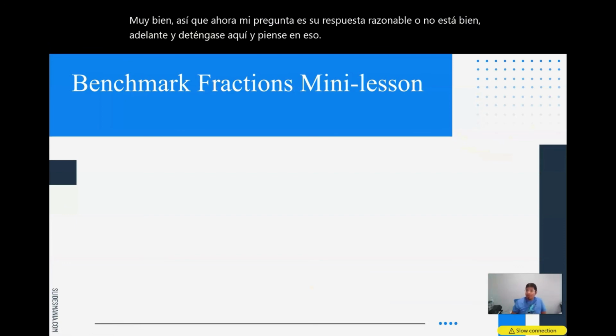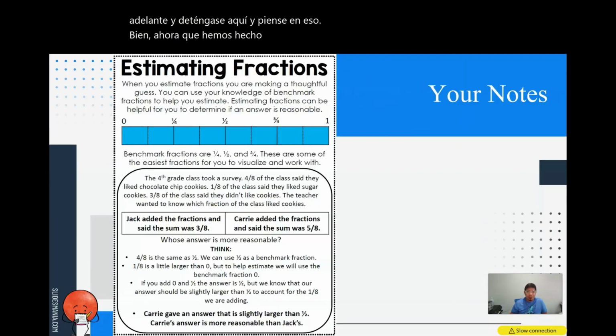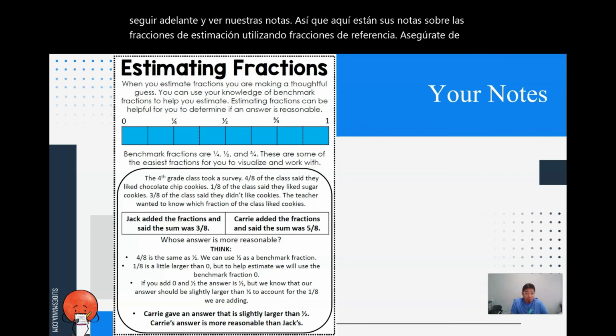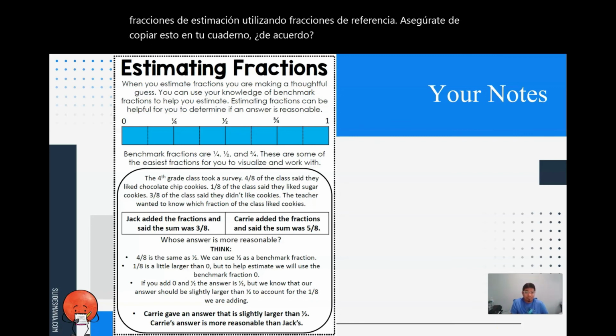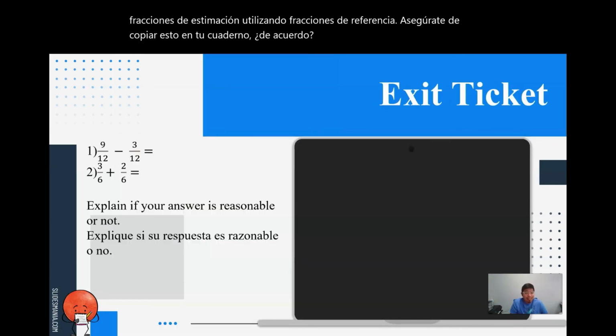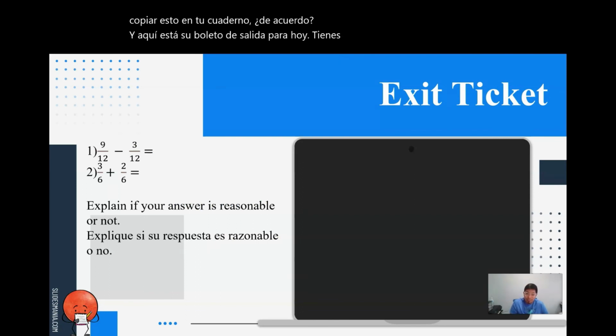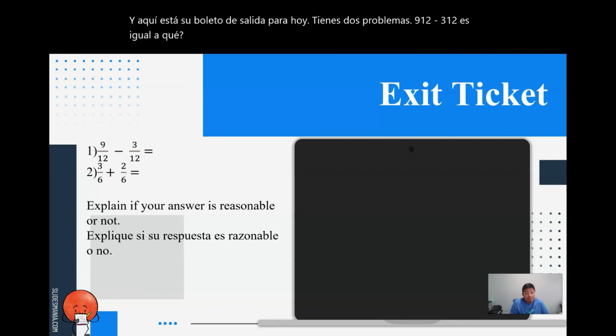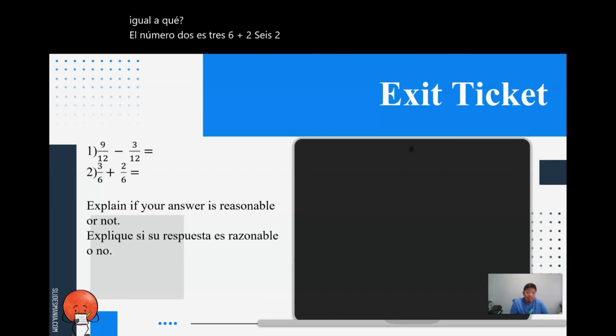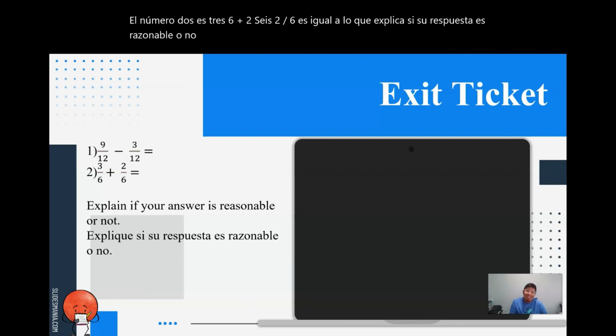Good. So now that we've done our mini lesson, let's go ahead and look at our notes. So here are your notes on estimating fractions using benchmark fractions. Make sure you copy this down in your notebook, okay? And here is your exit ticket for today. You have two problems. 9/12 minus 3/12 equals what? Number 2 is 3/6 plus 2/6 equals what? Explain if your answer is reasonable or not. Make sure you jot this down in your notebook.